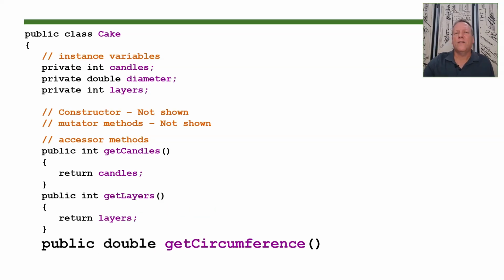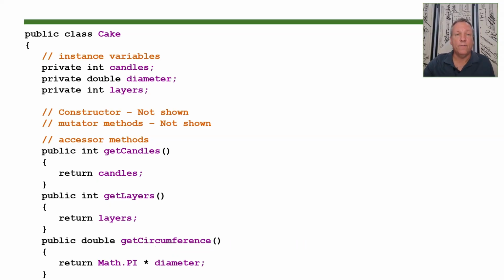Finally, here's one that's a little bit different. This accessor method will return some information about the cake, but not just a simple instance variable. Here, we're going to calculate and return the circumference of the cake. We'll do this by returning Math.PI times the diameter. Now let's look at how we can use these accessor methods in context.